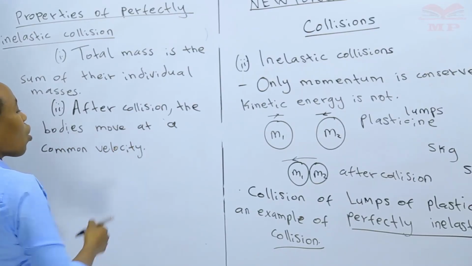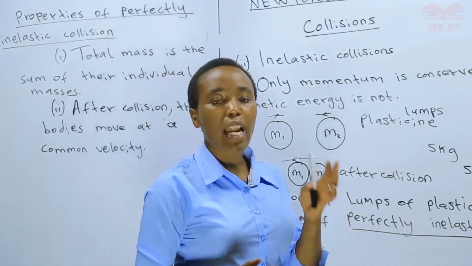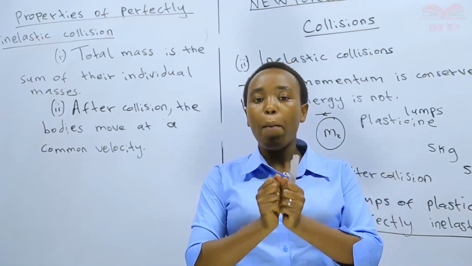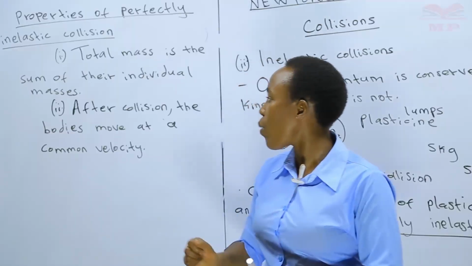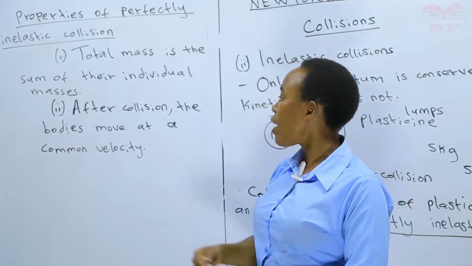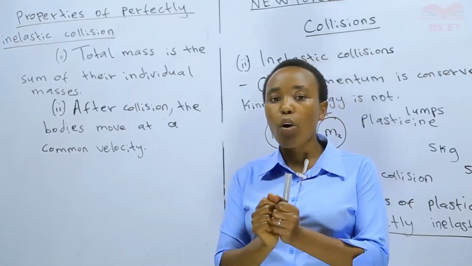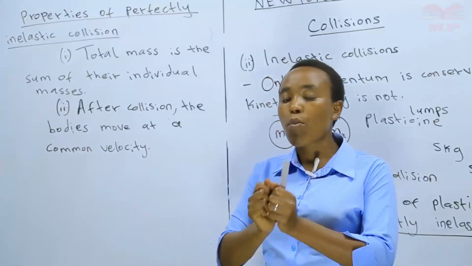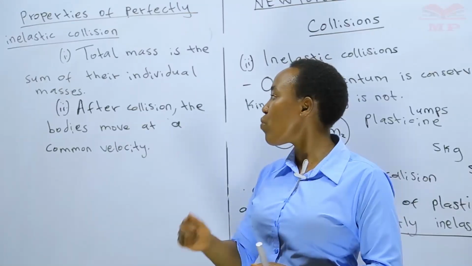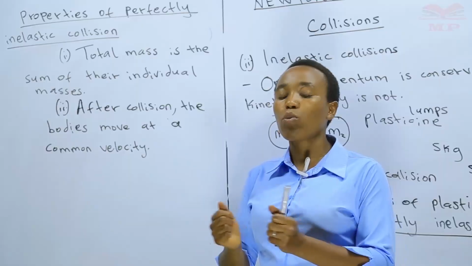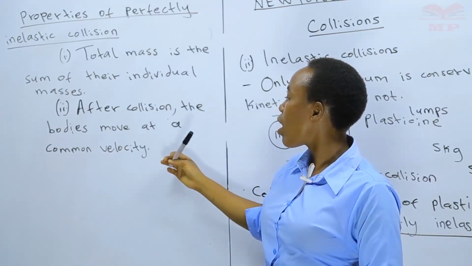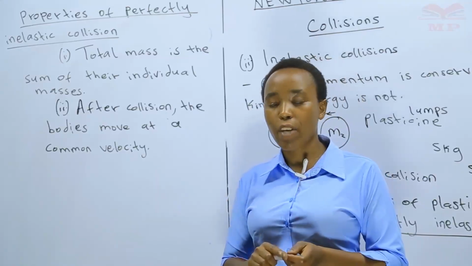When two or more bodies collide, for example a lump of plasticine colliding with another one and forming a big body, we are saying, number one, that the total mass is the sum of the individual masses. Then after collision, these bodies will move at a common velocity, because they are now moving in one direction and have already fused together.